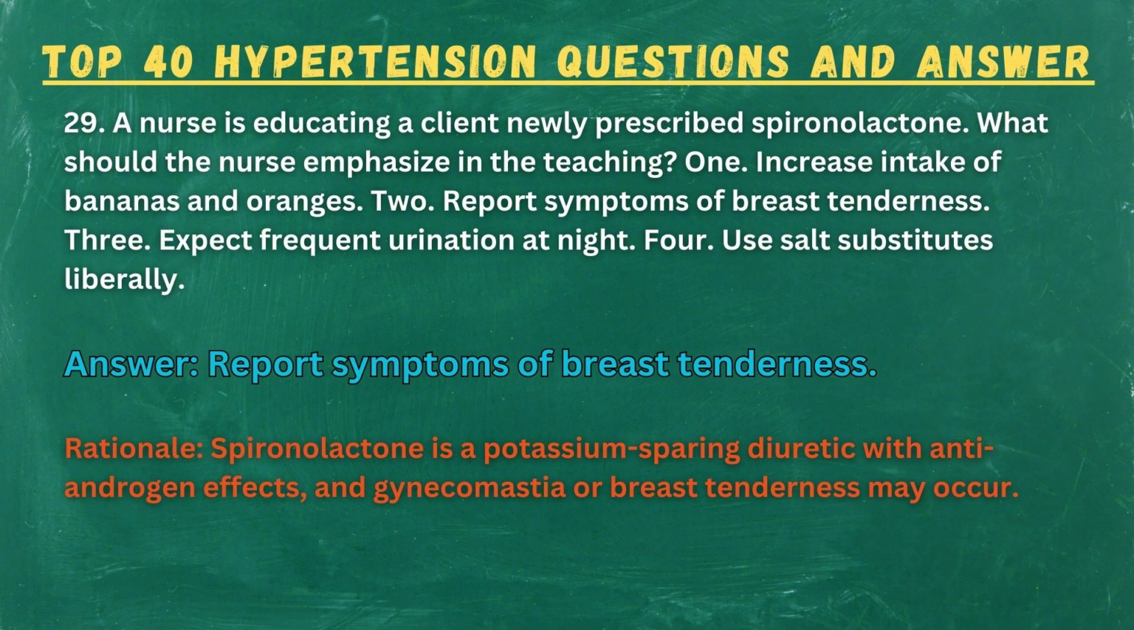Answer: report symptoms of breast tenderness. Rationale: spironolactone is a potassium-sparing diuretic with anti-androgen effects, and gynecomastia or breast tenderness may occur.